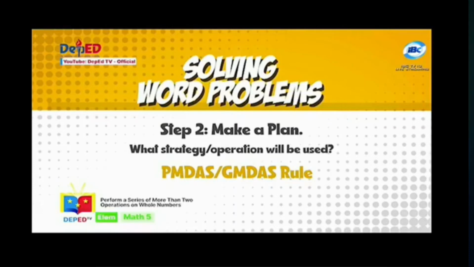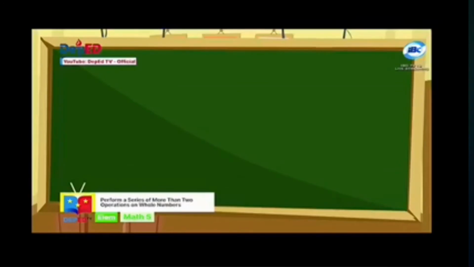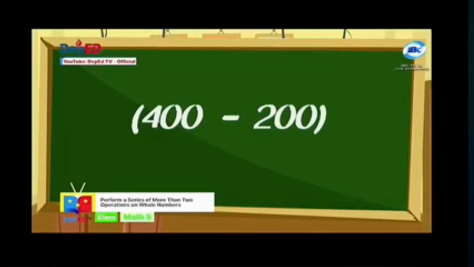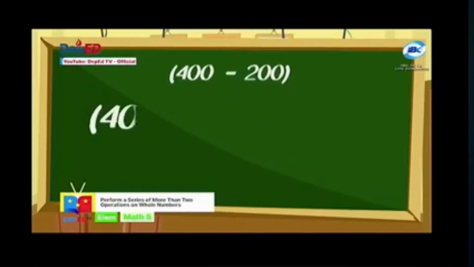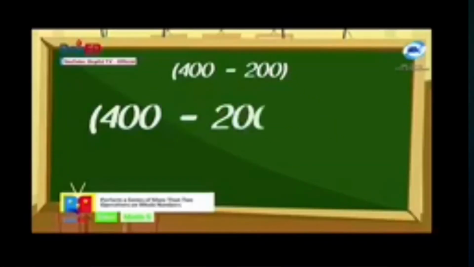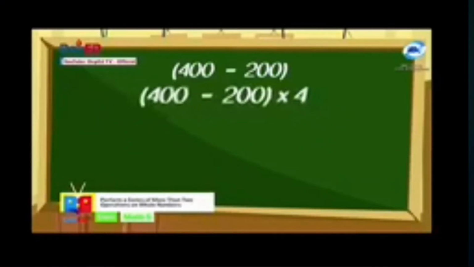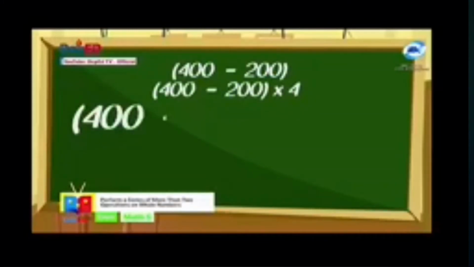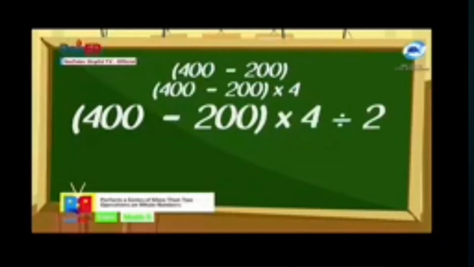But before we solve, let's identify the number sentence of the word problem. Let's group the cost of each t-shirt with the discount given. So that will be, open parenthesis, 400 minus 200, close parenthesis. Since we will buy 4 t-shirts, we will multiply it by 4. Now we have, open parenthesis, 400 minus 200, close parenthesis, times 4. Lastly, since Miss Wenny and I plan to divide the total cost of the items, we divide by 2. So our final numerical expression will be, open parenthesis, 400 minus 200, close parenthesis, times 4 divided by 2.